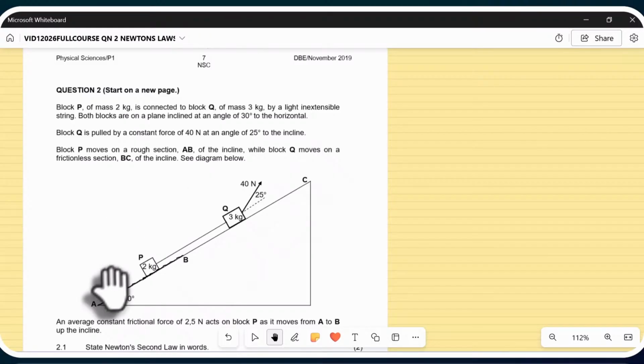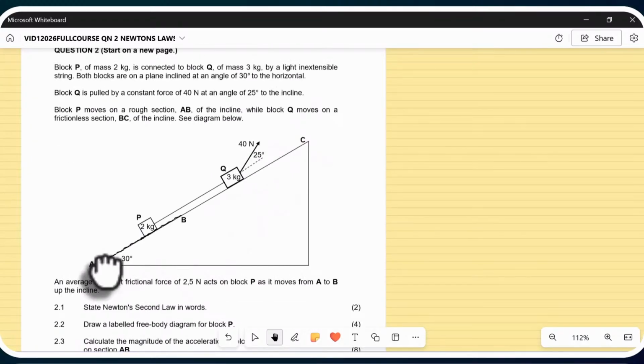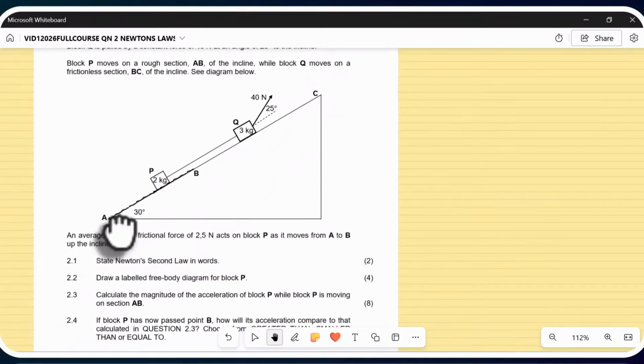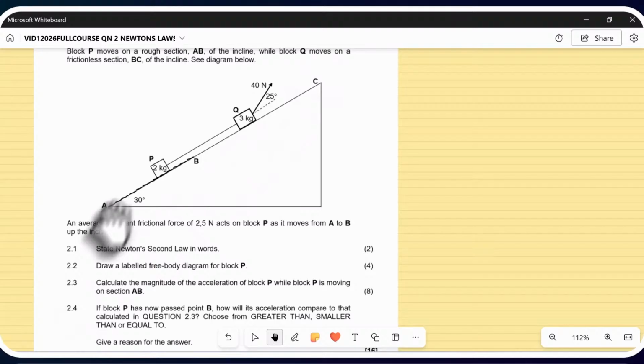They say that an average frictional force of 2.5 newtons acts on block P as it moves from A to B up the incline. State Newton's second law in words.